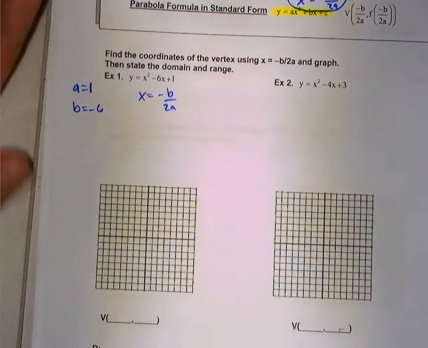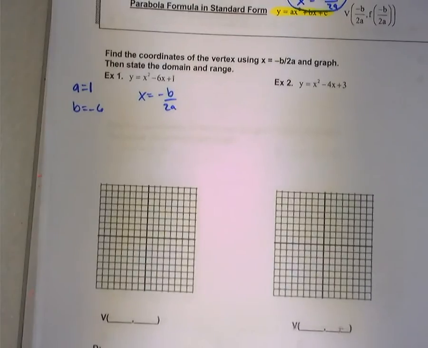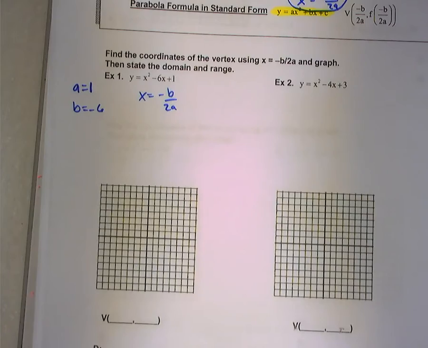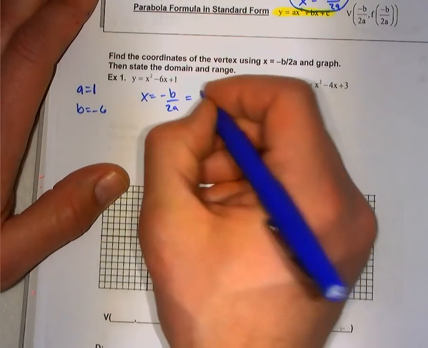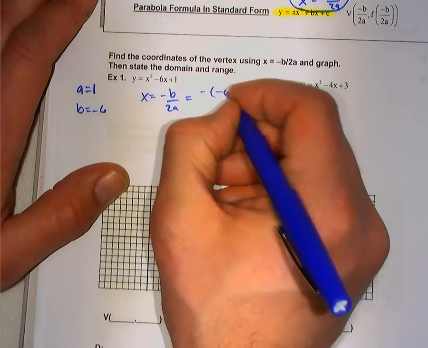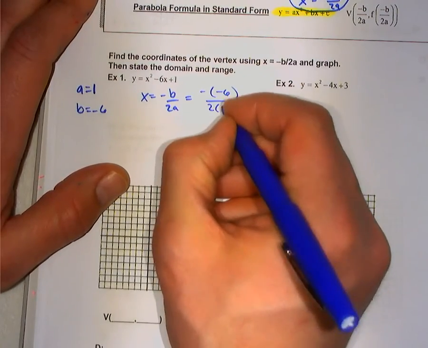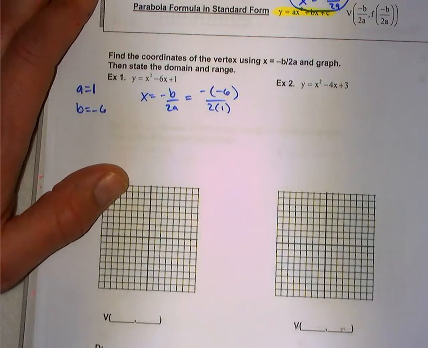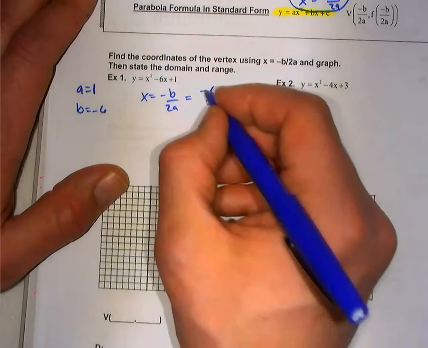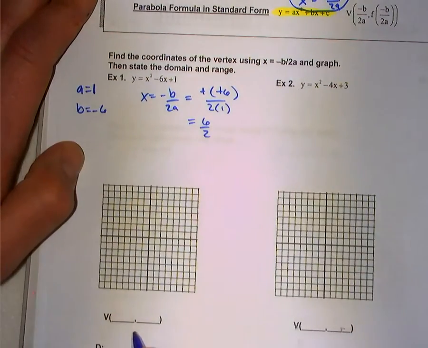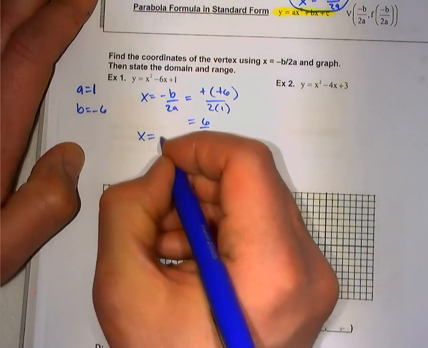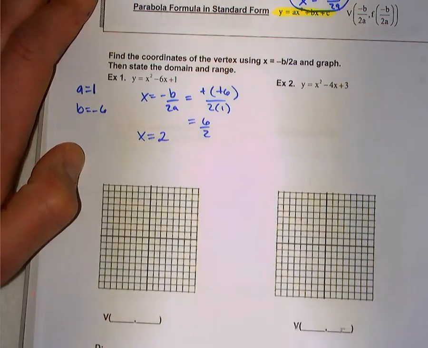That will be given to you at quiz or test. You don't need to memorize it. That's our axis of symmetry. So we plug in. I got the opposite of negative 6, and then 2 times 1. What's the opposite of negative 6? 6. And 2 times 1 we know is 2. So we get x equals 2.